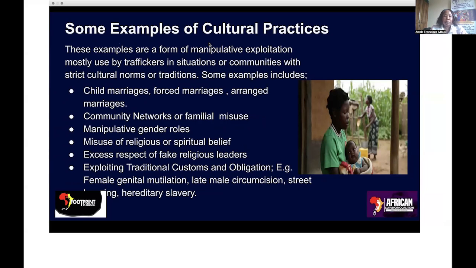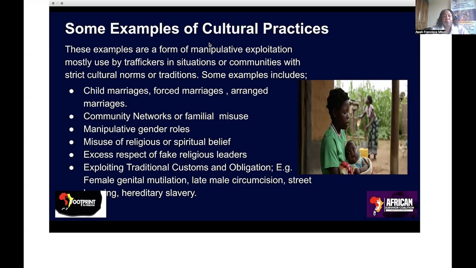Okay. Quickly, I would love to highlight some examples of those cultural practices that fuel human trafficking or which traffickers easily intersect to exploit their victims. And it is very manipulative, and most often traffickers use institutions or places where communities have strict cultural norms or traditions, because some of these traffickers also tend to be people from those communities.